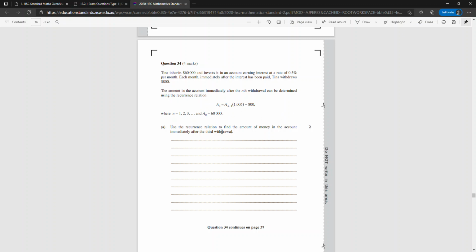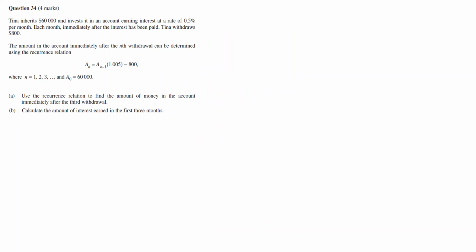So what's being asked is what's the account value after the third withdrawal. Here it's very easy. For A1, we'll use A0 because she invested $60,000 at time 0, at the start. So that would be 60,000 multiplied by 1.005 minus 800, and that would give you 59,500.